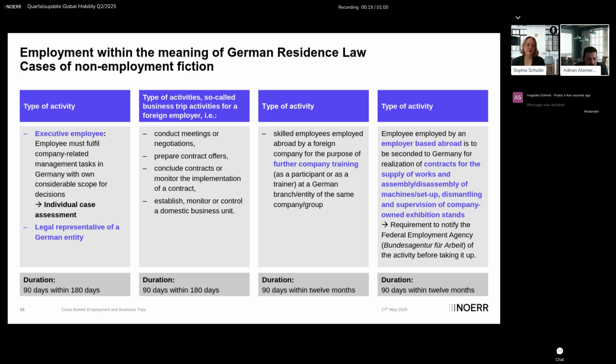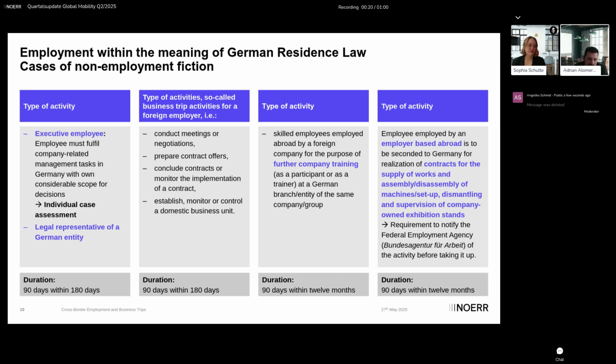Here is another important point. If we have such an activity, there is a requirement to notify the Federal Employment Agency, the Bundesagentur für Arbeit, of the activity, even if it's not considered employment. So if he's entitled to a visa-free stay, he could come and perform this activity. There is a requirement to notify the Federal Employment Agency.